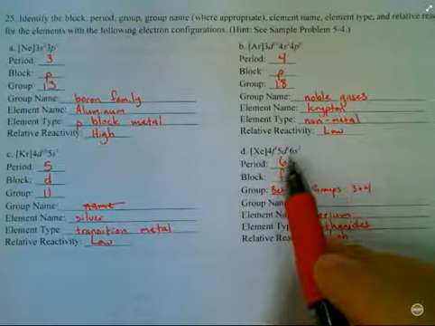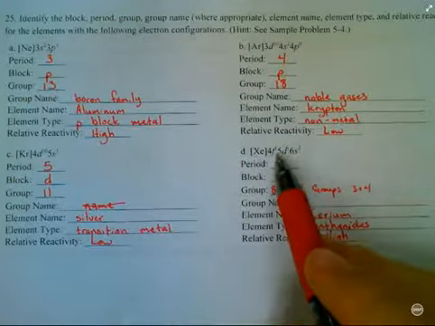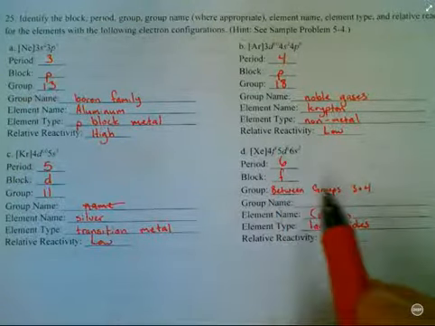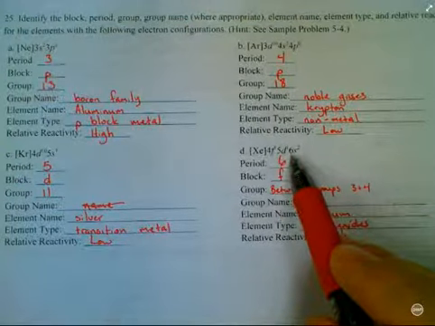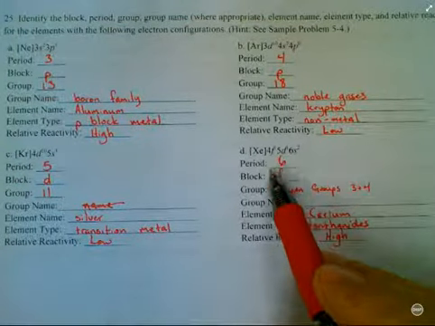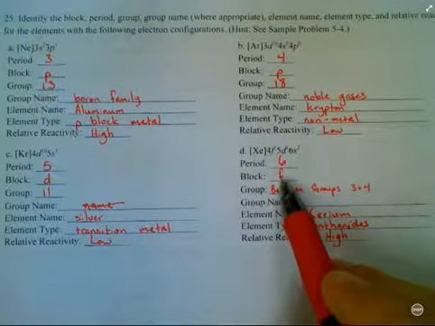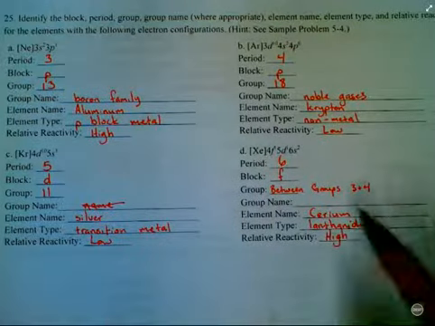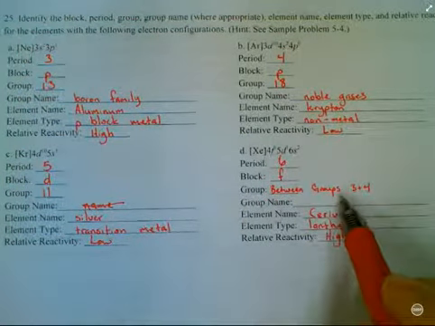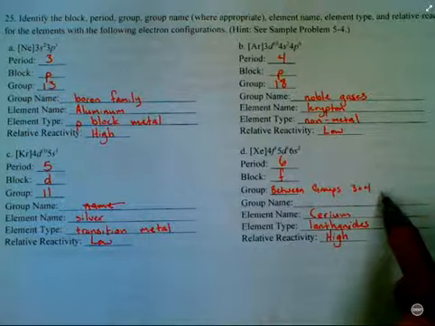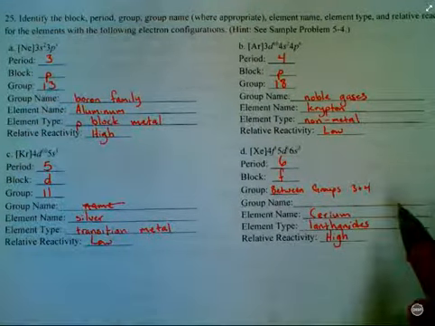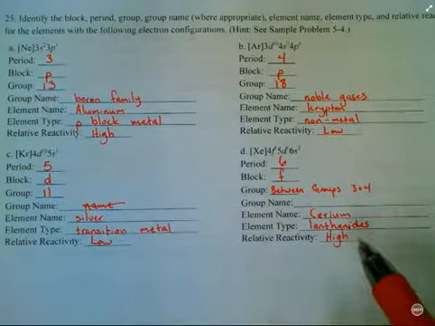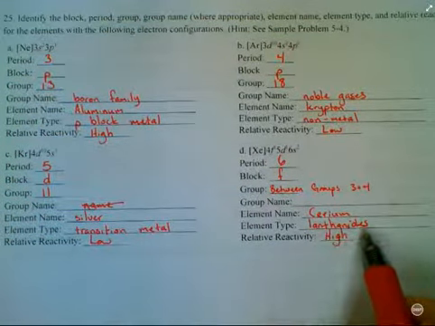So we have f1. Okay, so we're going to be in the f block. We have a 6 right here, n equals 6. So we're going to be in period 6. Now we are in the f block, so we are not really in a group. We're actually in between groups 3 and 4. There's no real group designation for the lanthanides is what we're actually looking at.